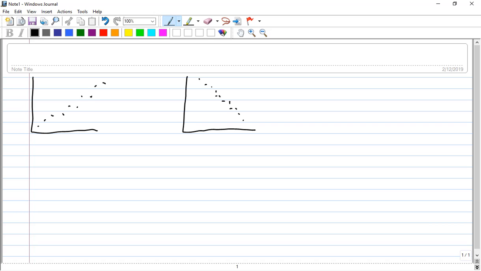So depending on which one of those variables we make x and y, we may have a positive or a negative relationship. Does that make sense? So if as one goes up, the other goes up, it's going to be positive. But as one goes up, if the other goes down, then that's going to give us a negative relationship.